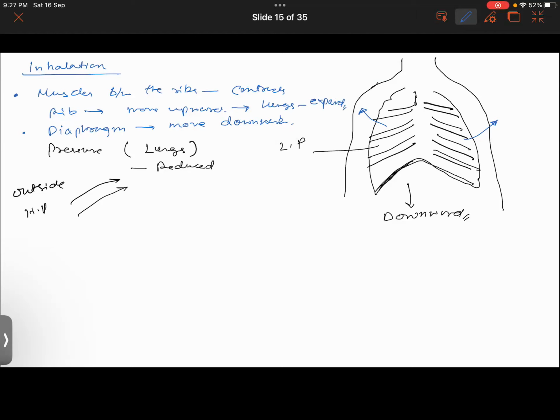So you need to remember that this whole process starts before inhalation. Before inhalation, the rib moves upwards. Why? Because the muscles between the ribs have contracted. So it lifts the rib upwards and the diaphragm is moving downwards. If the diaphragm was earlier here, now it is here. So the lungs will have more space to expand into.